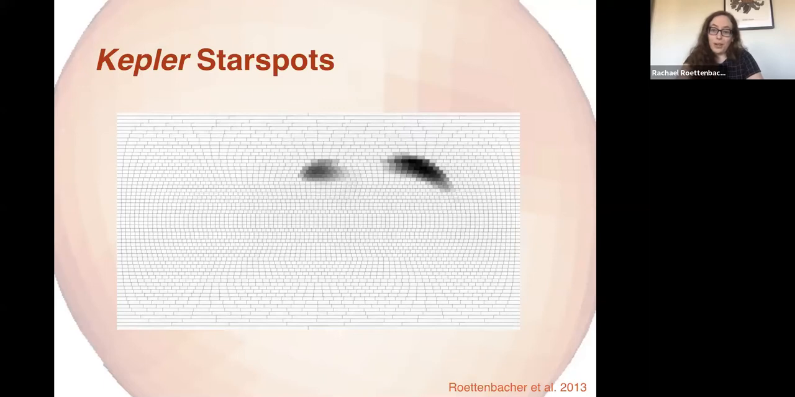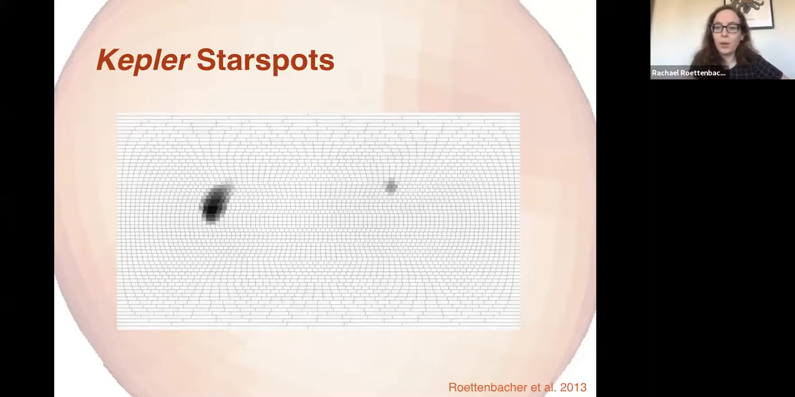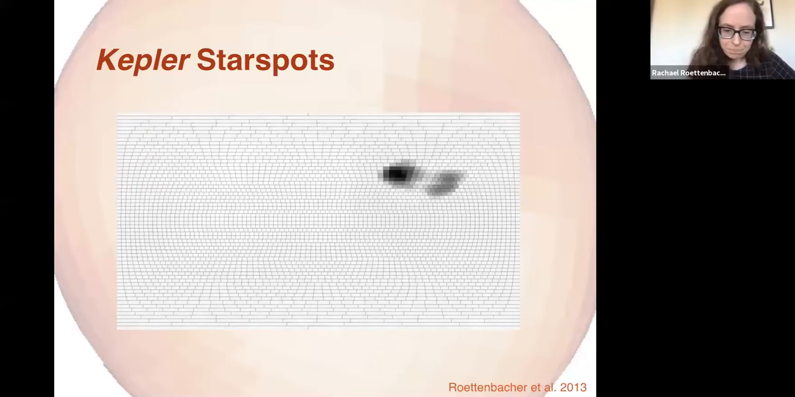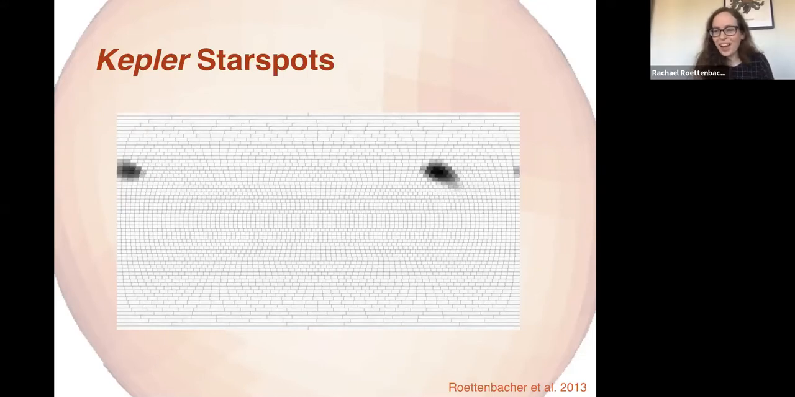This is a pseudo-Mercator plot where I have a whole bunch of these images of the star flattened out into a rectangle. So you can see the spots coming and going and being hard to resolve with the technique and that sort of thing. And so why would I want to do this? I want to do this because I want to track the spots over time. I want to see how they're evolving over time.